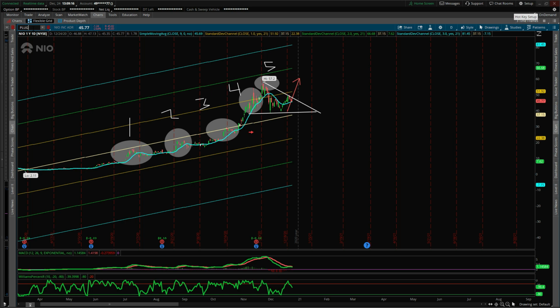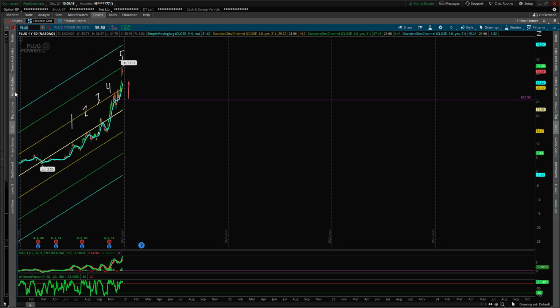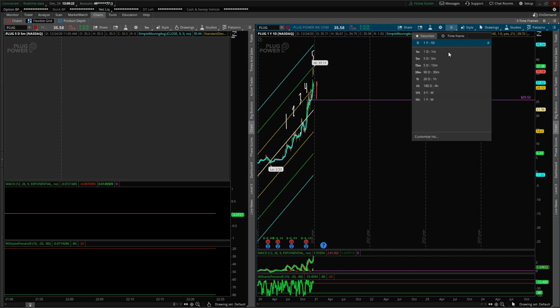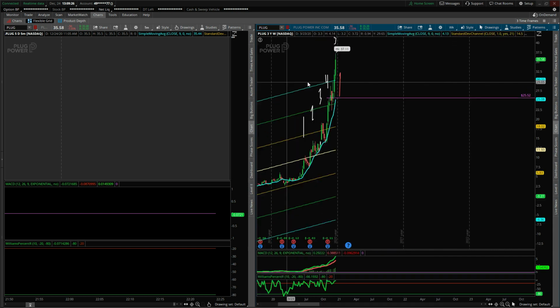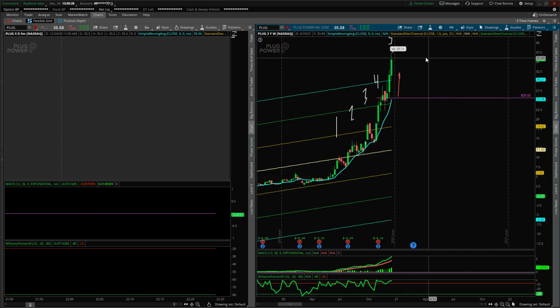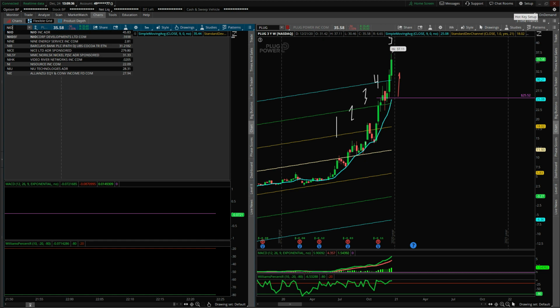we'll pull up Plug. Plug is the play we are in right now. And you may be asking, why are we shorting Plug? Because a lot of people did. I mean, look at the weekly. Who would touch puts on this thing, right? All it does is go up. I'll show you how patterns relate to each other.